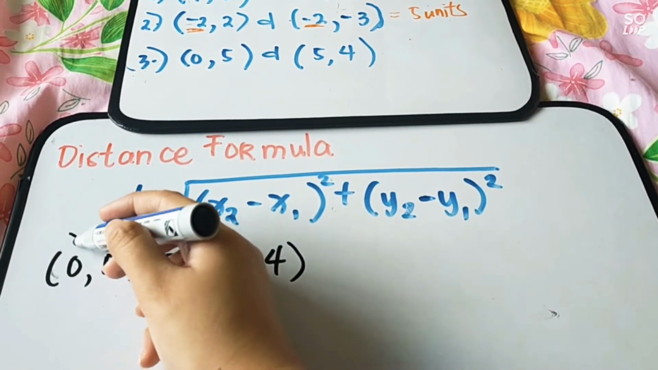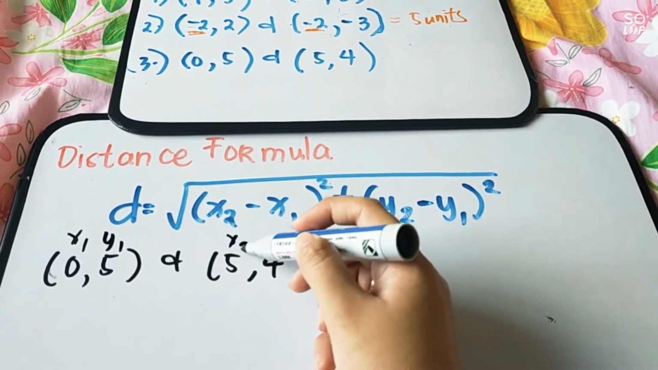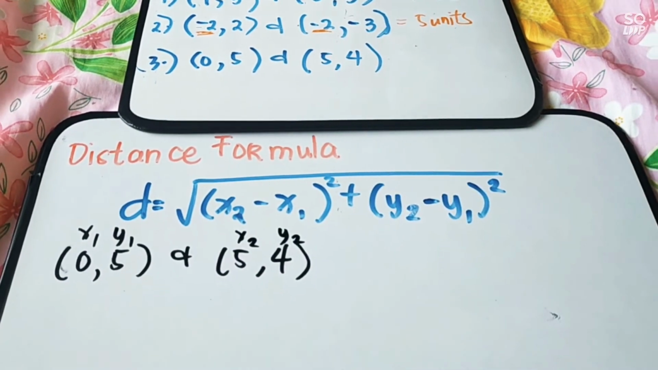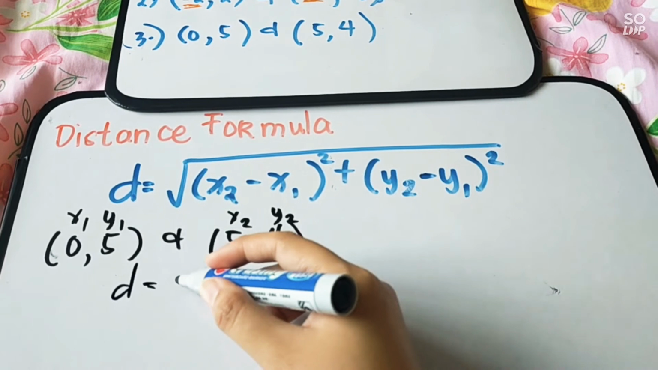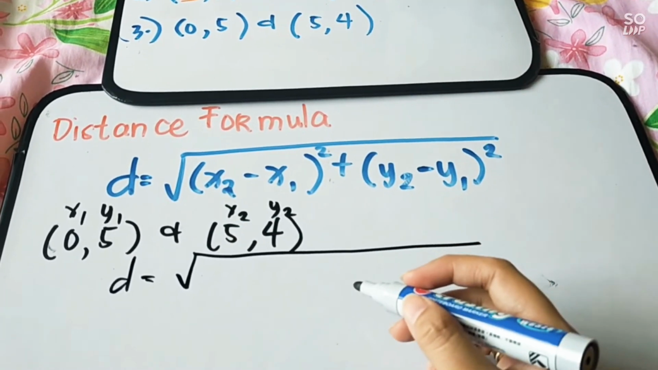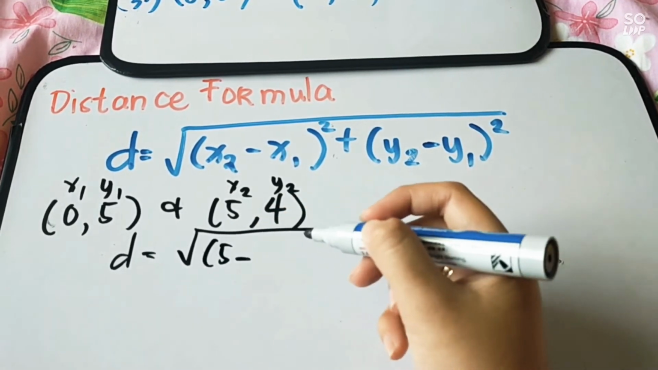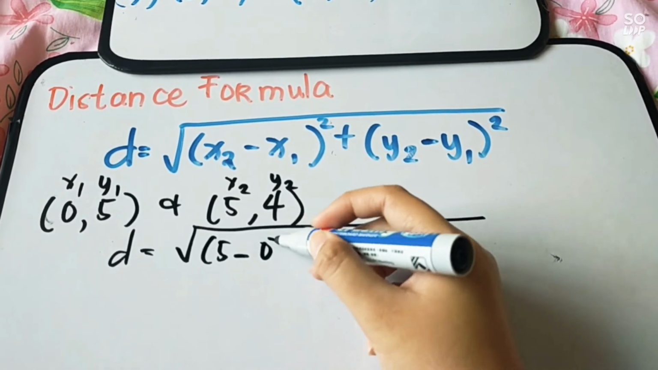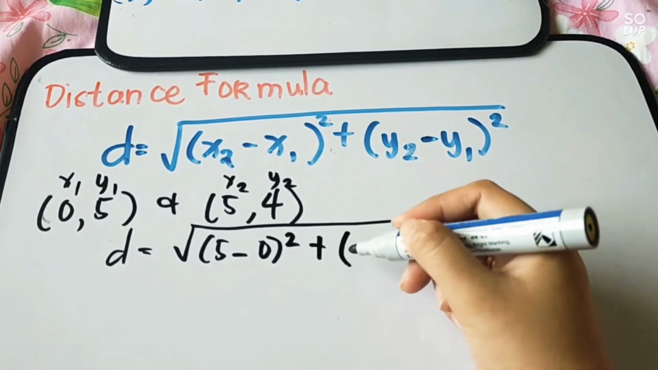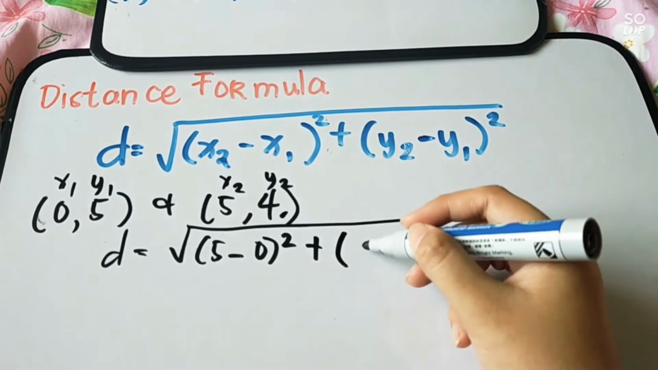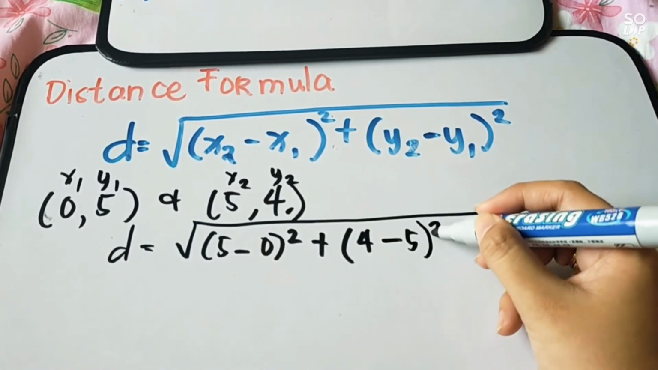So this one is your x sub 1, then y sub 1. This is your x sub 2, then y sub 2. Let us now substitute. We have now your d is equal to the square root of your x sub 2, we have here 5, minus x sub 1, we have here 0, then squared. Do not forget the squared sign. Plus y sub 2, we have here 4, then minus y sub 1, we have here 5, then squared.